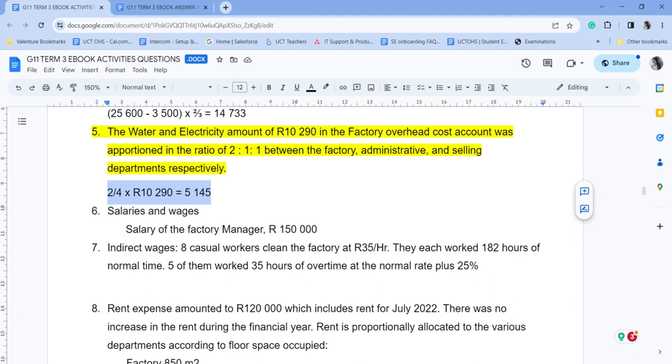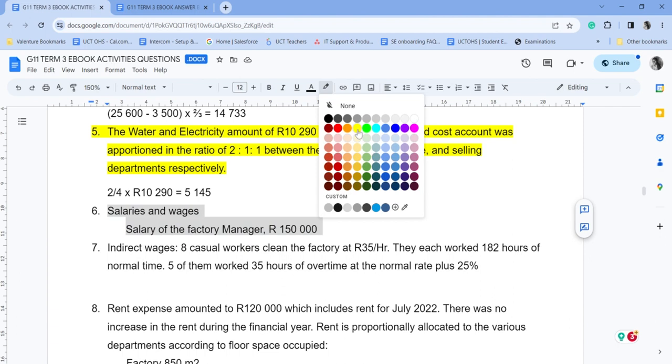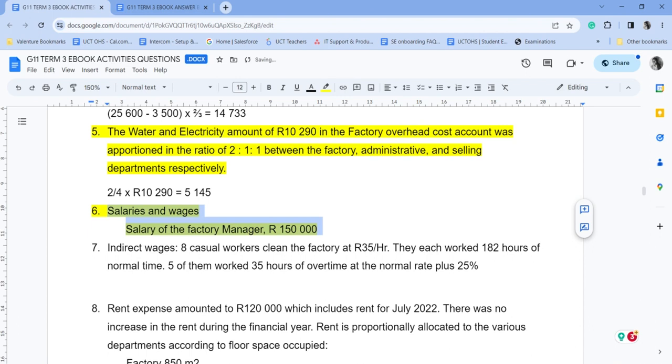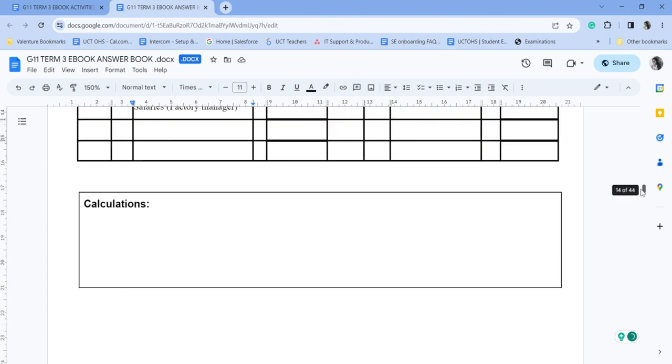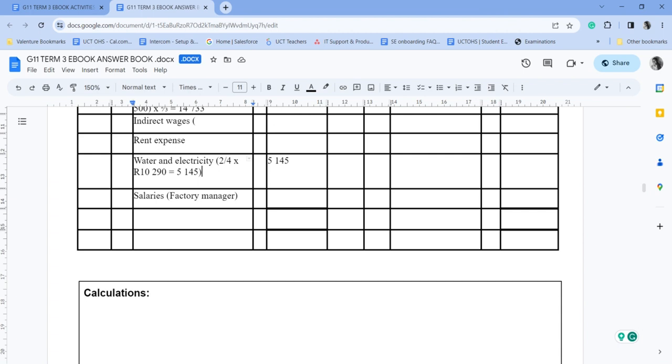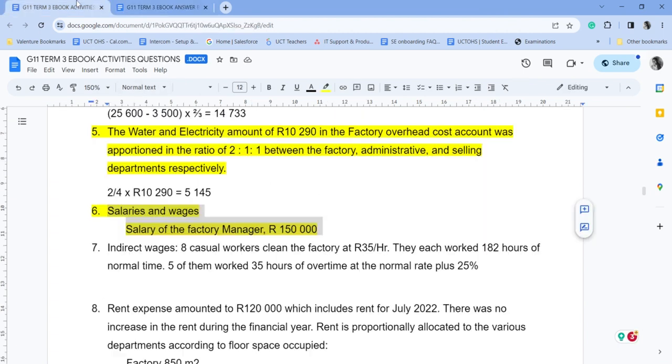So now we have salaries and wages. So the salaries and wages, they say salary of factory manager. So factory manager, they don't touch the product directly. And since they don't touch the product directly, they are what? They are overheads, factory overhead. So this will classify them as a factory overhead. So nothing else has been said except for factory manager. So I'm just going to put it there as it is. Okay, factory manager. I'm just going to put it here as my 150,000. Okay, so we are done with that.